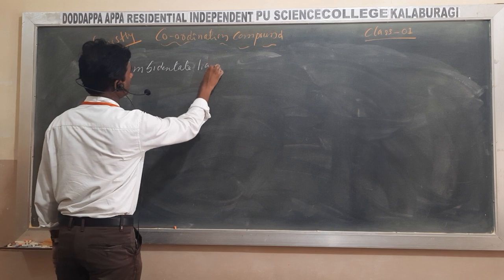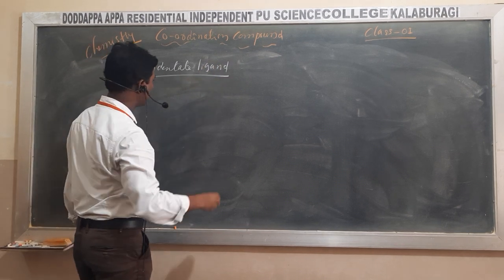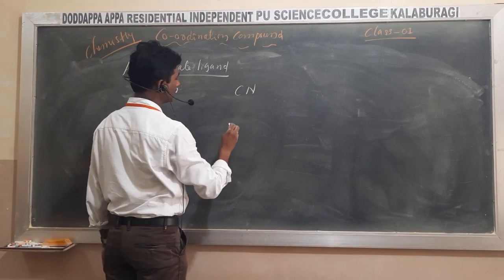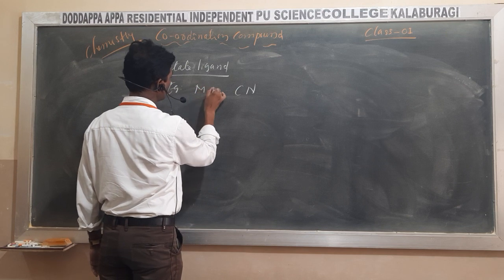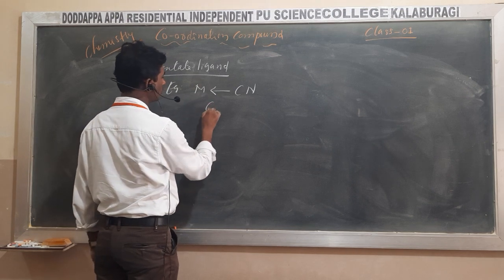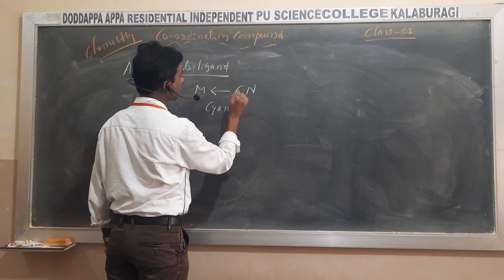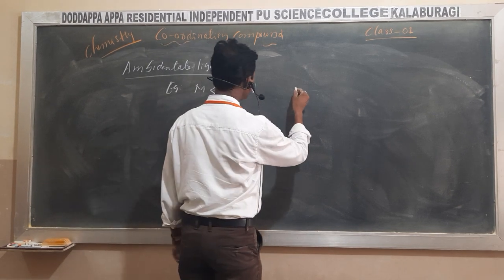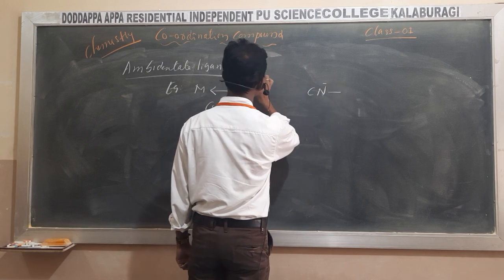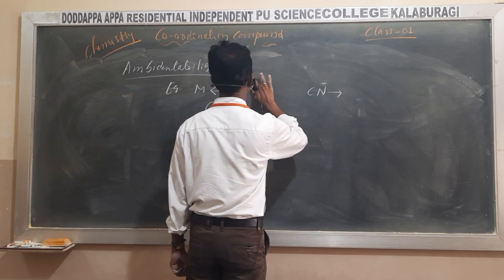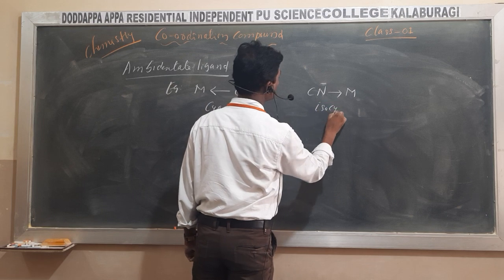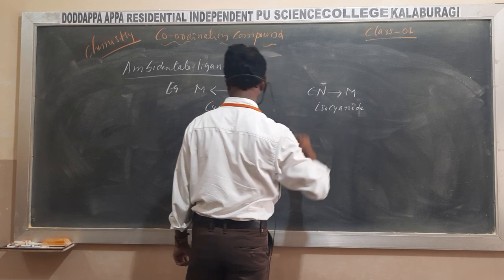Ambidentate ligand. Before going to this discussion, I can first give an example. This is CN. CN is a monodentate ligand. In a cyanide ligand, if carbon donates or is bonded to the central atom, it is read as cyanide complex. Suppose the nitrogen is bonded to the central atom, then it is read as isocyanide.